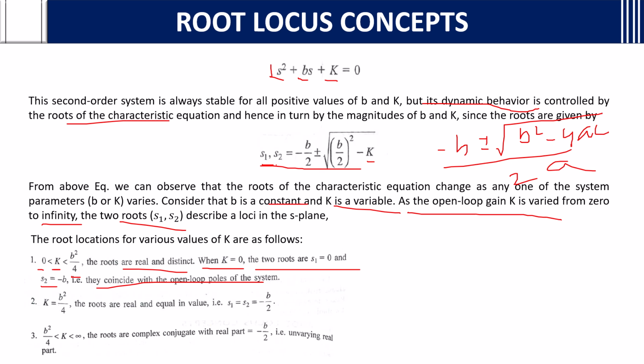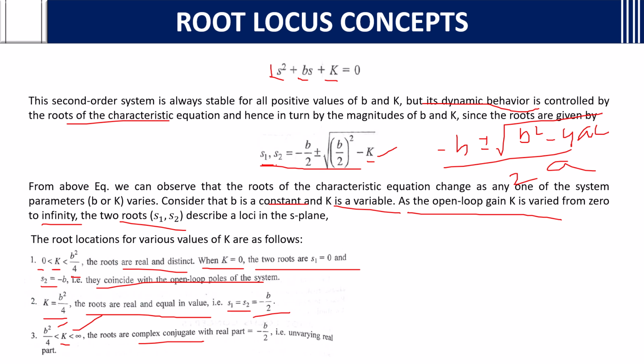When k equals b square by 4, then the roots are real and equal in value. That means s1 and s2 will be minus b by 2. If you substitute the k value as b square by 4, then you will get s1 and s2 as minus b by 2. Then if b square by 4 is less than k less than infinity, that is, if k is greater than b square by 4 and less than infinity, the roots will be complex conjugate with real part equal to minus b by 2. That is an unvarying real part, minus b by 2.